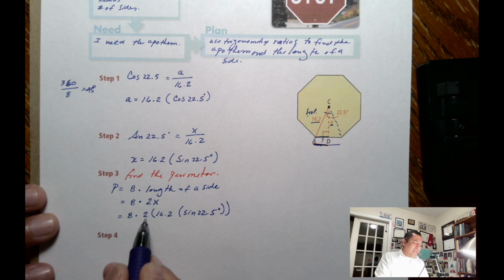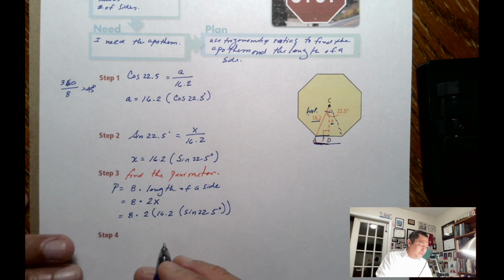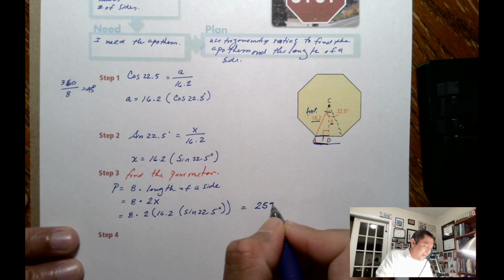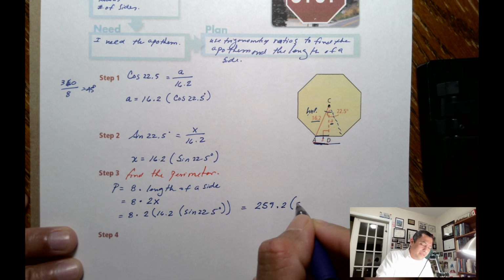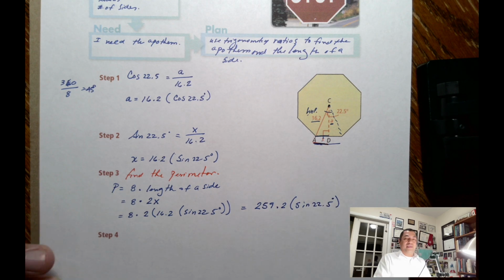Okay, 8 times 2 times 16.2, if you plug it in the calculator, this is equal to 259.2 sine of 22.5 degrees. That is my perimeter.